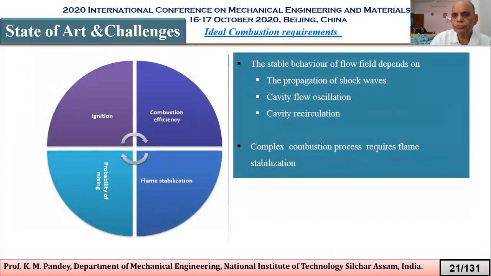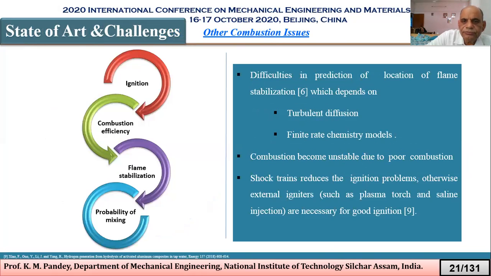So here we can see that the flame is stable due to the propagation of shock waves, then cavity flow oscillation, then due to the cavity recirculation zone and complex combustion process. In fact, scramjet combustion is a complex combustion process, and this requires flame stabilization and has difficulty in prediction. And here we have taken turbulent diffusion, then the finite rate chemistry model we have chosen.